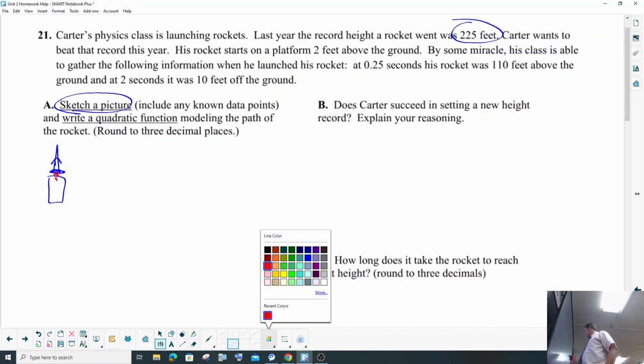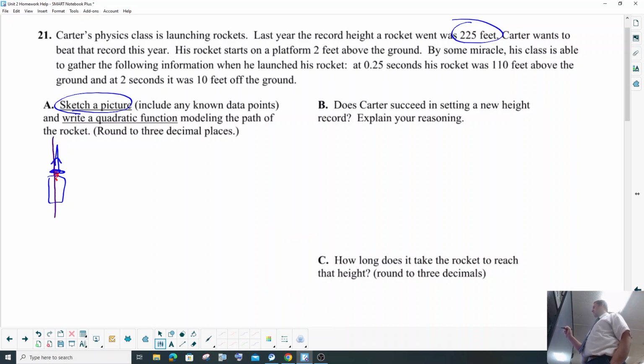Okay, so the rocket lifts off. Again, it was 2 feet off the ground, so that's going to be our starting place. If this is an x-axis and this is a y-axis, it's going to be at the coordinate (0, 2). It's going to go, not to scale, not to scale. It's supposed to go really high up, actually. It's supposed to go like that.